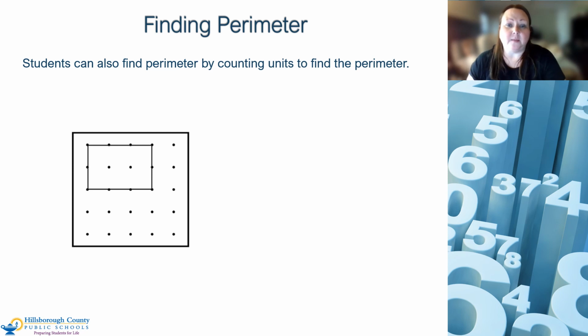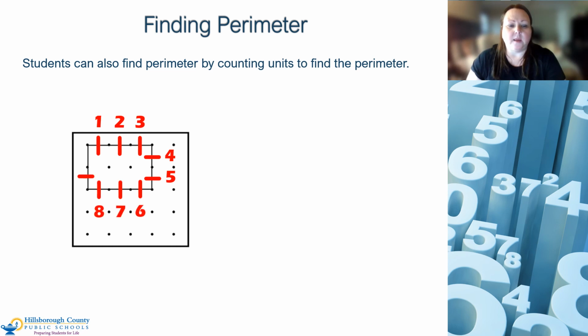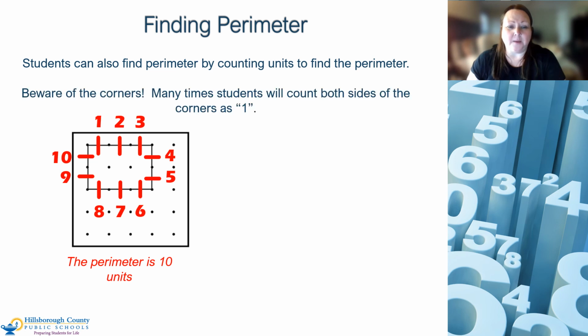So students can also find the perimeter of pictorial representations of the same shapes that we discussed. They can find that perimeter by counting units. So here I'm counting 1, 2, 3. Got to include that corner. 4, 5, 6, 7, 8, 9, and 10. So I need to understand that the perimeter is 10 units.